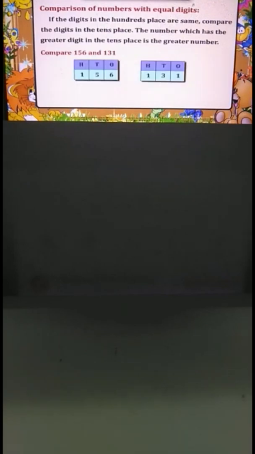Compare 156 and 131. Here the hundreds place is same, so we will compare the digit in the tens place. 5 is definitely greater than 3, so the number 156 is greater than 131 and we read it as 156 is greater than 131. We can also say it as 131 is less than 156.